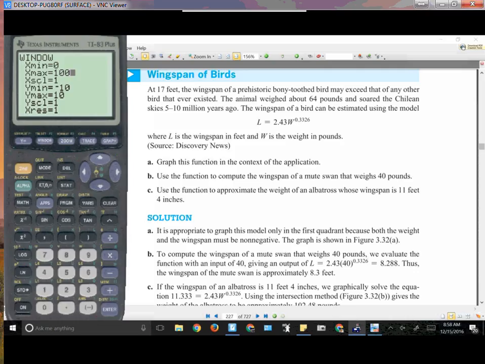And let's see. That should just about do it for us, right? Oh, y minimum. Can't have a negative wingspan, can we? No. 0. So they say a 17-foot wingspan right there. We'll go 25 since we graph. So there's my graph. Okay. Trace. 64.